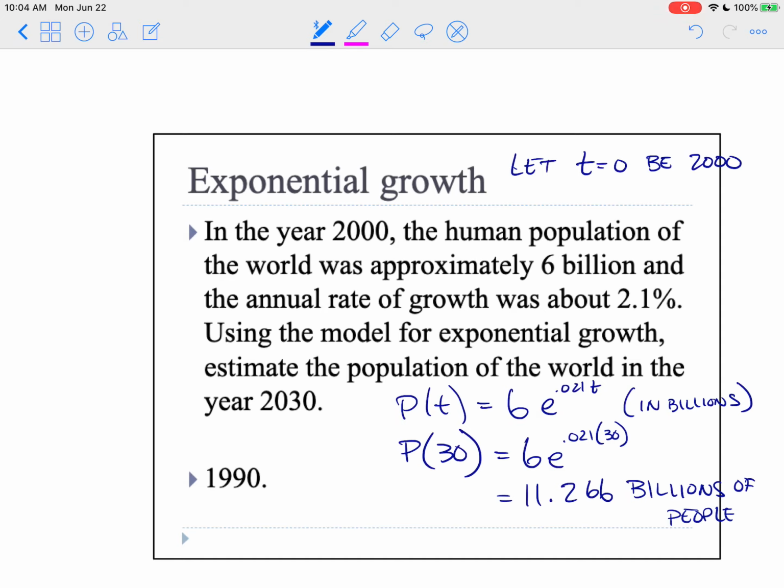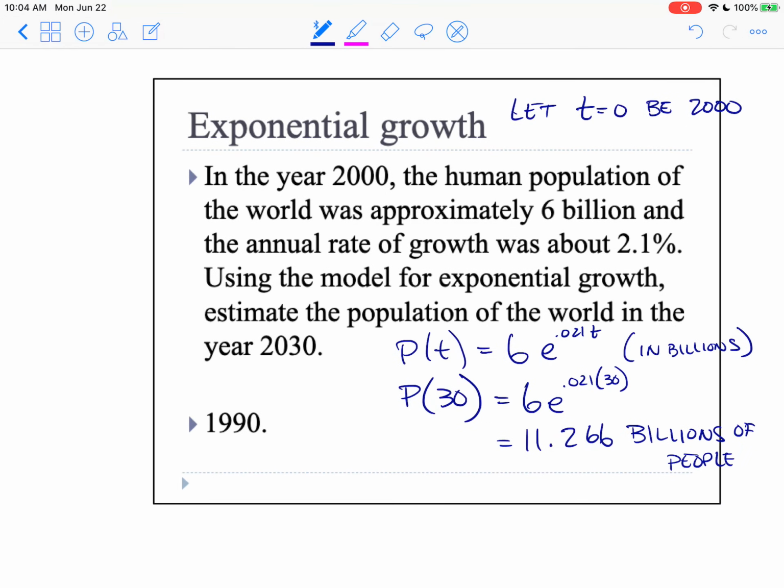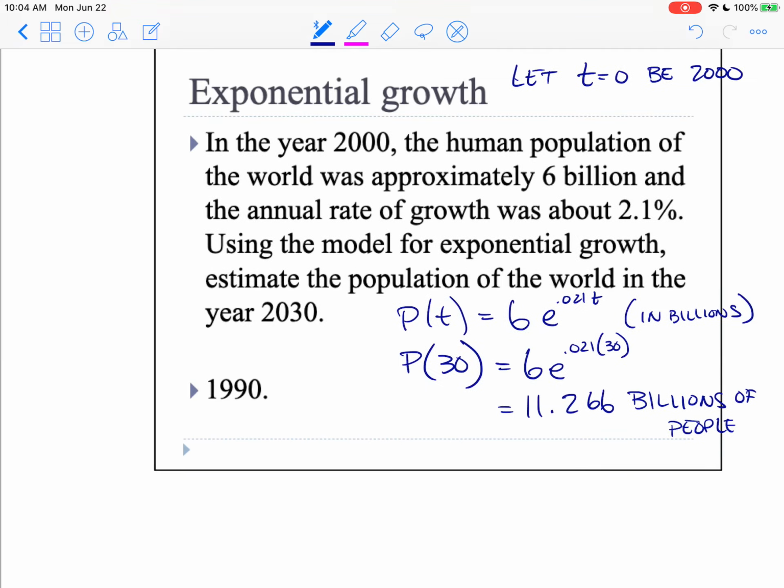Now, I did write this a little weird, 11.266 billions of people. I could have just written 11.266 billion people, and that would have made sense as well. Now, this model, if we believe it and we think it's accurate, will actually help us go back in time as well. I can figure out what the population of the world was in 1990 if I believe this model.